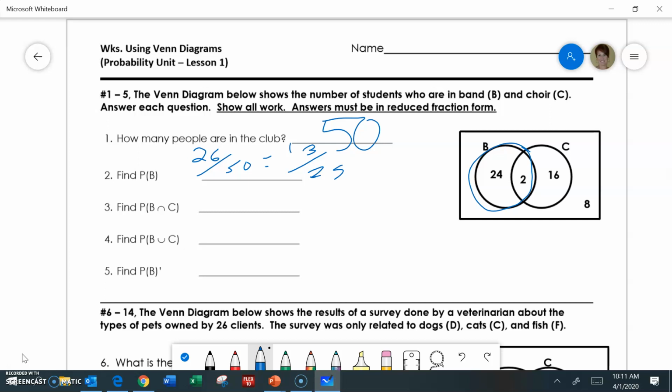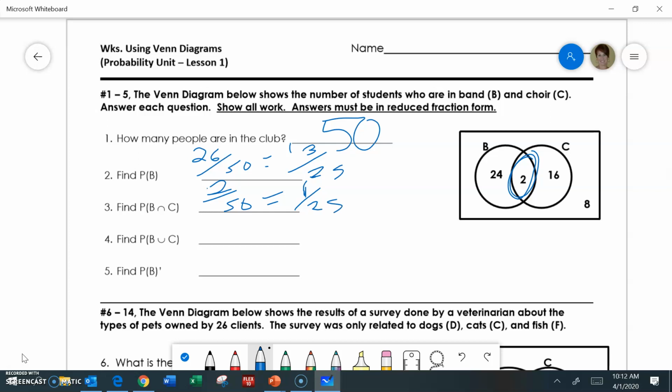Number 3, this says find the probability that we pick someone that's in band and in choir. And I need you to be careful. That symbol in number 3 is what we call an intersection. And when you think of intersection, you need to think of and. So the only people, or the number of people that are taking band and choir would be in this middle section right here. So we would have 2 out of 50, and that reduces to 1 out of 25. And that would be your final answer.